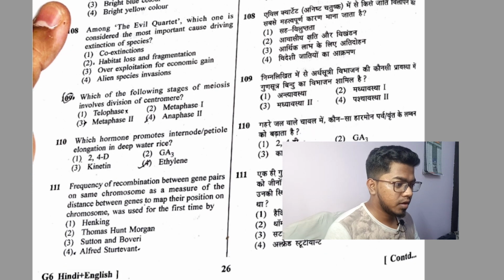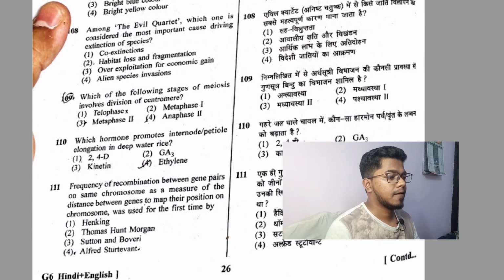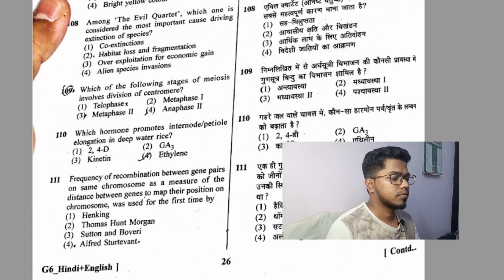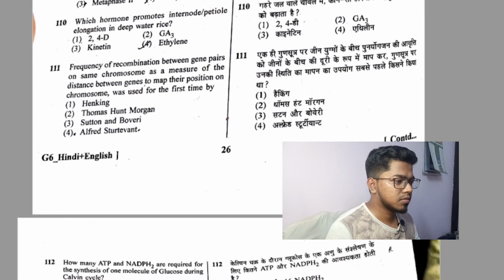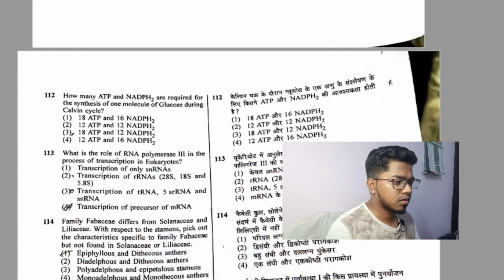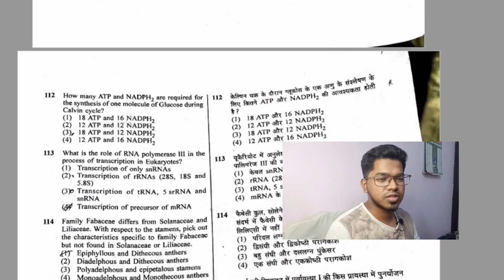I don't know. Frequency of recombination between gene pairs on the same chromosome as a measure of the distance between genes to map their position on the chromosome was used for the first time by... I don't know, man. Scientists' names. How many ATP and NADPH are required for the synthesis of one molecule of glucose during the Calvin cycle? Yeah, Calvin cycle. One molecule of glucose. This is a problem-based question from biochemistry.